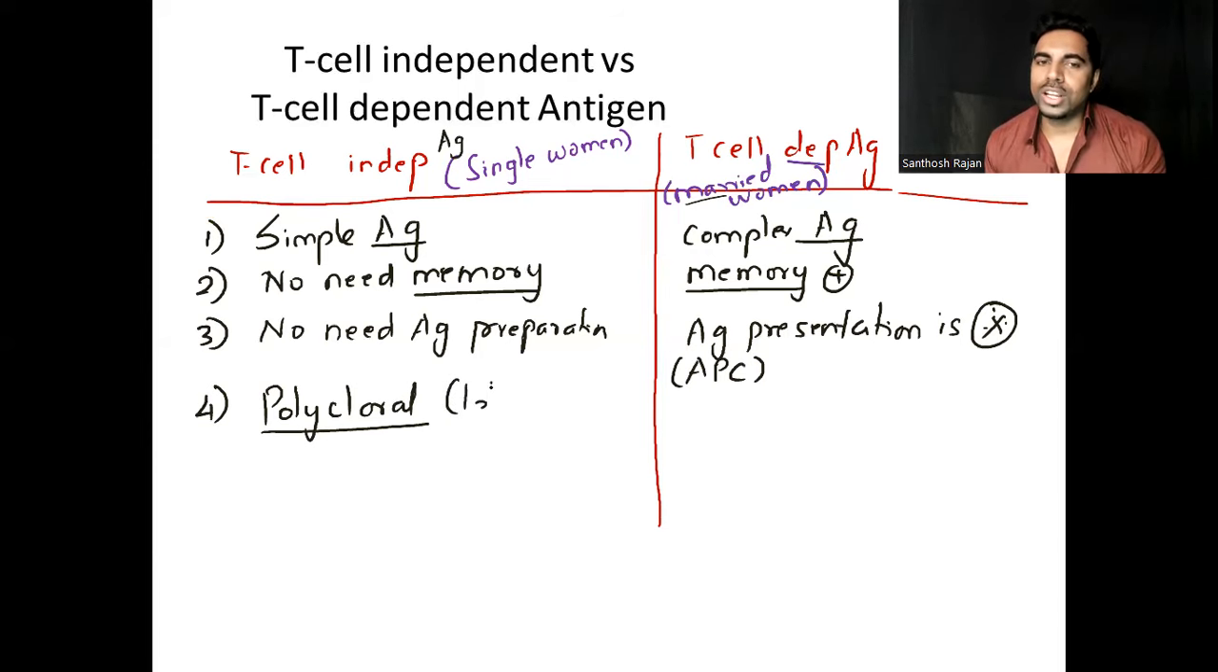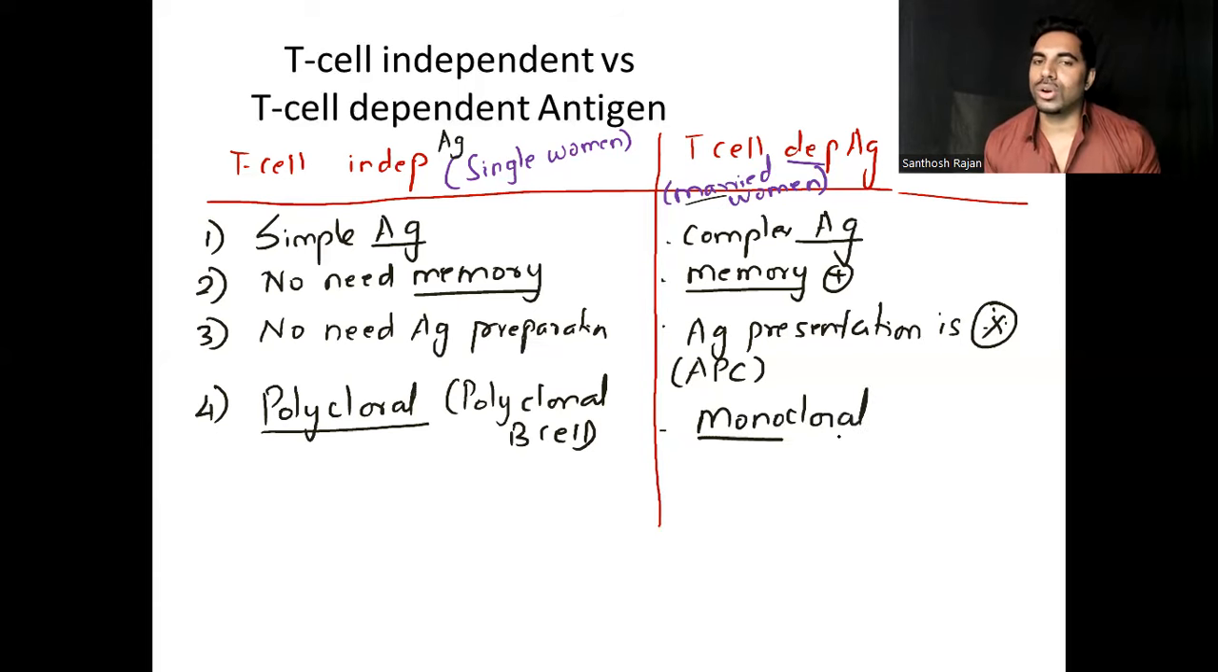So, polyclonal activation of B cells. Okay? She's polygamy. But unfortunately, a married wife has to stick only to her husband. So, monoclonal. She sticks only to the husband. Monoclonal. That means only one B cell activation monoclonally. Okay? Question. See, I'm making it very easy, very simple. You don't have to think too much.